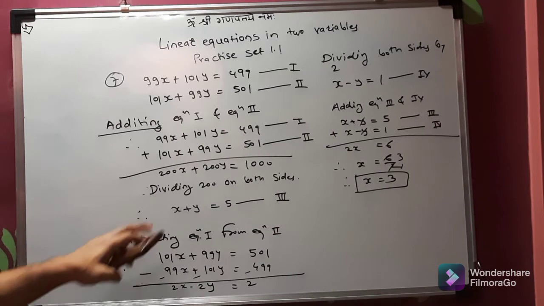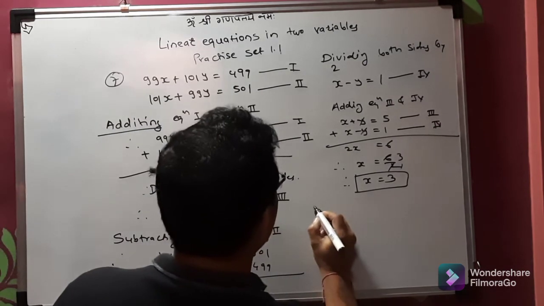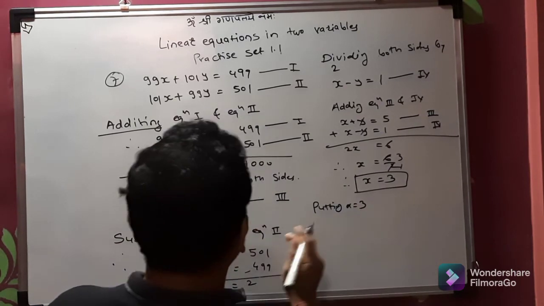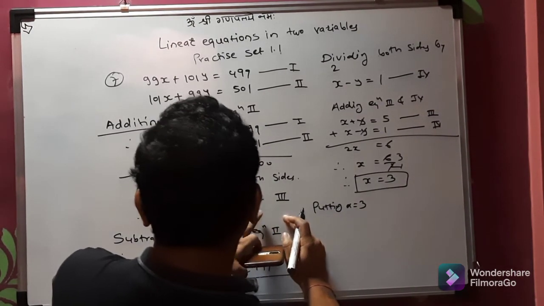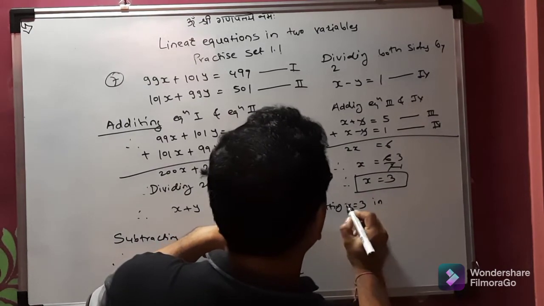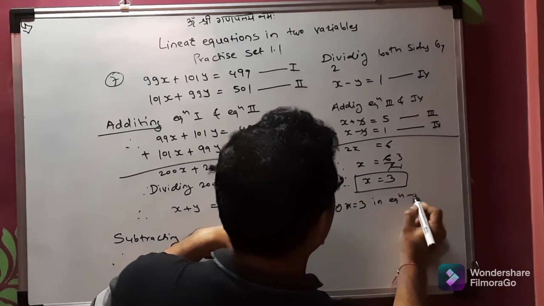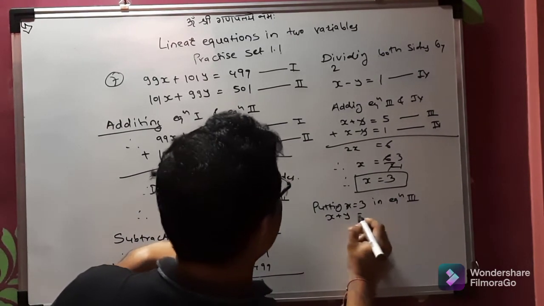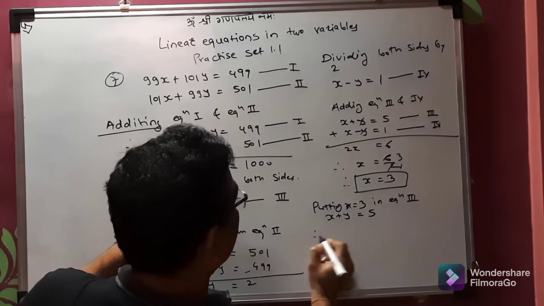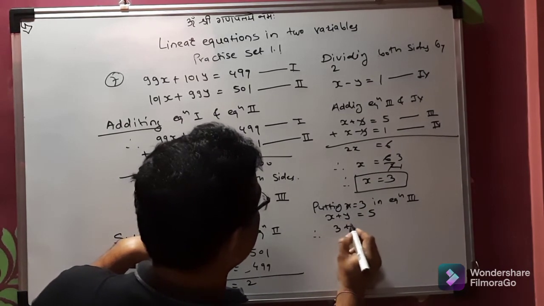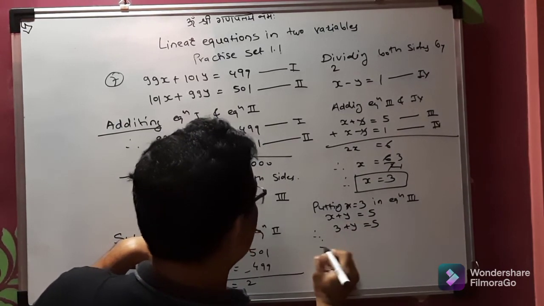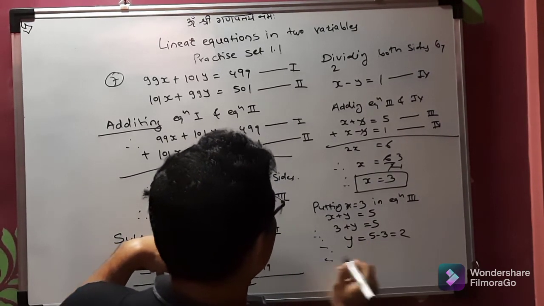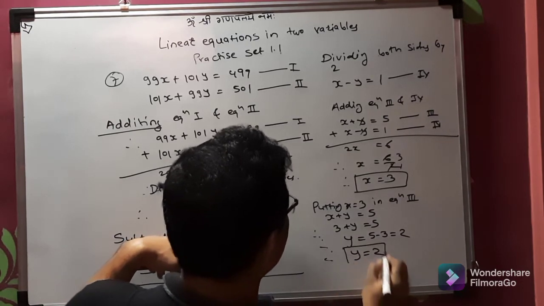Now we have to calculate the value of y. So what we will do? Putting x is equal to 3 in equation 3. So what is equation number 3? x plus y is equal to 5. So the value of x is 3, plus y is equal to 5. So y is equal to 5 minus 3 is equal to 2. So y is equal to 2. This is the value of y.